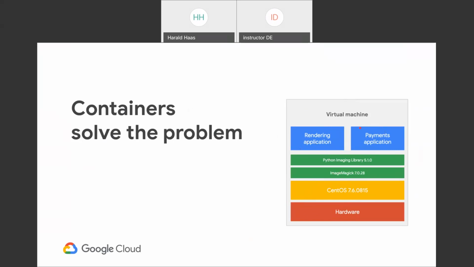That works just fine, unless there are specific requirements for dependencies, which can make our life hard. Let's assume that the rendering application needs a different version of ImageMagick than the payments application. Maybe the rendering application is a little older and is not yet up to snuff to work with the new 7.0.28 version of ImageMagick. But at the same time, the payments application might be so new that it requires ImageMagick with a version above 7 because it's using features that would otherwise not be available.